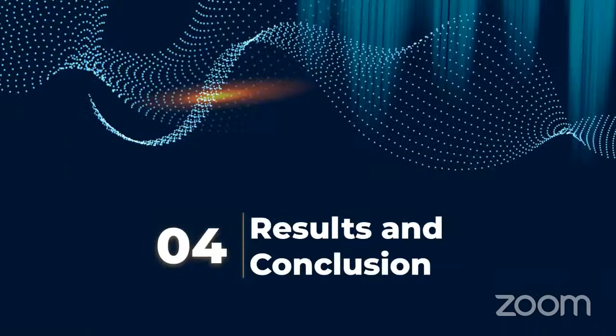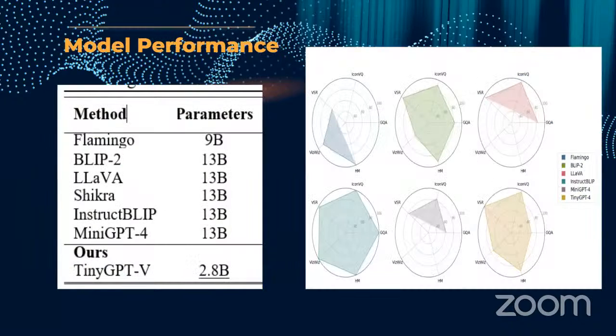So on the results and conclusion sections, there is a significant thing we can observe from the table given on the left side: TinyGPT-V only comprises 2.8 billion parameters as opposed to models like Flamingo having 9 billion parameters, going up to 13 billion parameters with models such as MiniGPT-4 and InstructBLIP. And these models are being evaluated on 5 datasets.